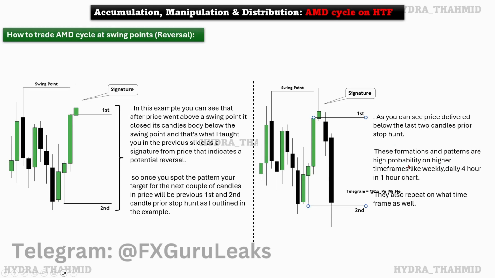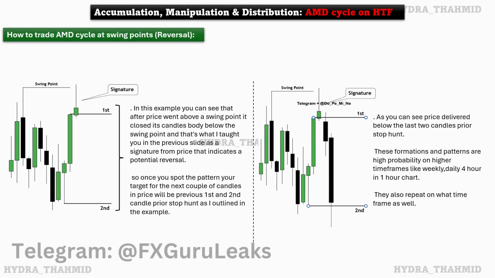These formations and patterns are high probability on higher time frames like weekly, daily, 4-hour and 1-hour chart. So I wrote it wrong here. It's not going to be in, it's going to be and 1-hour chart. Okay, so this is what I'm teaching you, to know the bias on higher time frame.